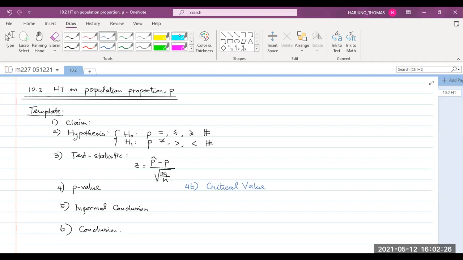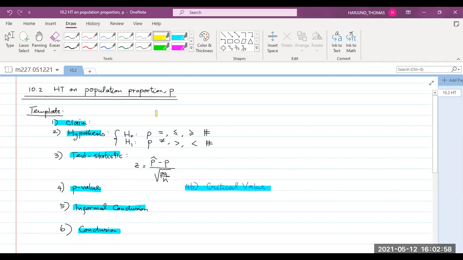Okay, now once you are done with 10.3, then you can go on to 10.2. The template will be the same. Number one, the claim. Second, hypothesis. Third, test statistic. Fourth, test p-value. Fifth, informal conclusion. Sixth, conclusion. And just like last time, every time I'm done with all these 6 steps, I inserted how to compute the critical value, which is the same as what we have done before with some variation.